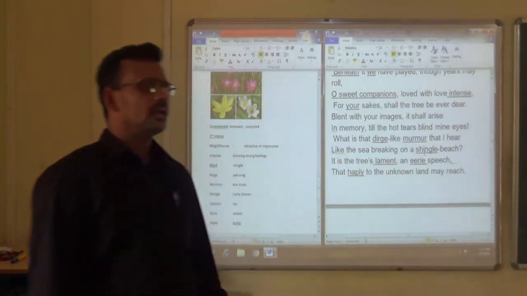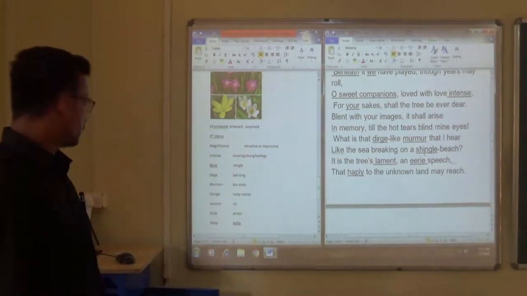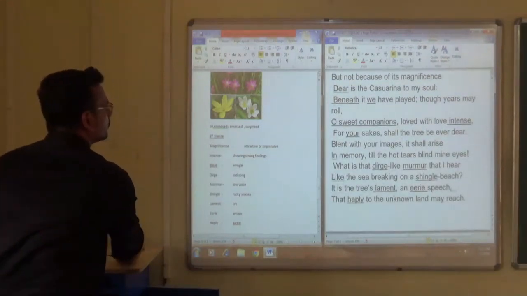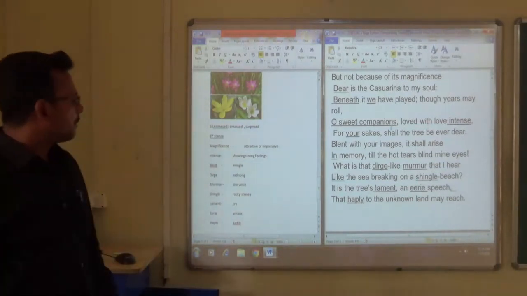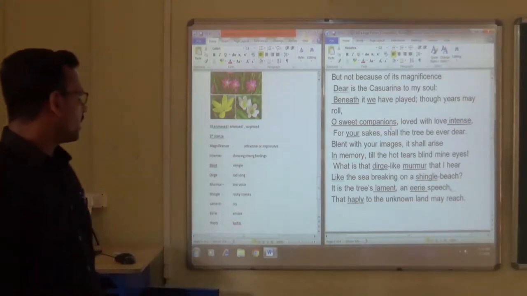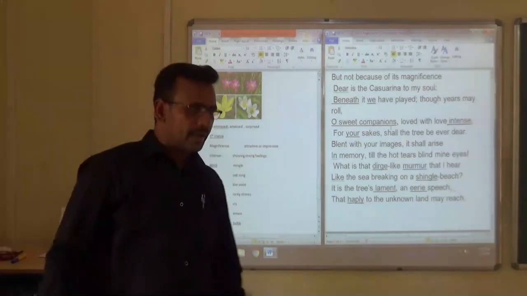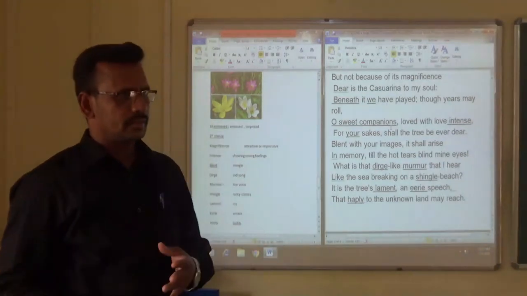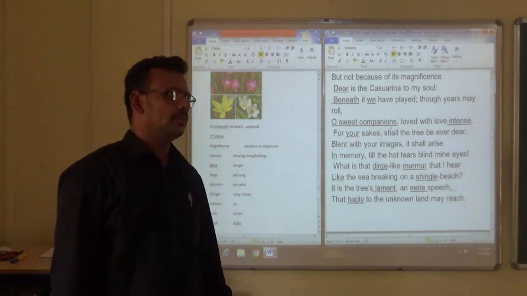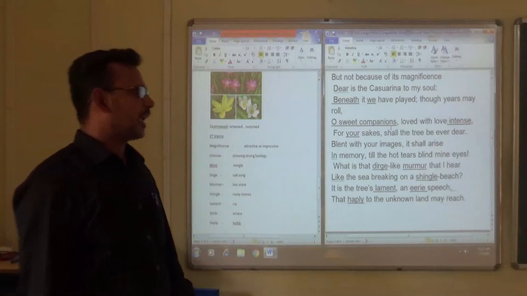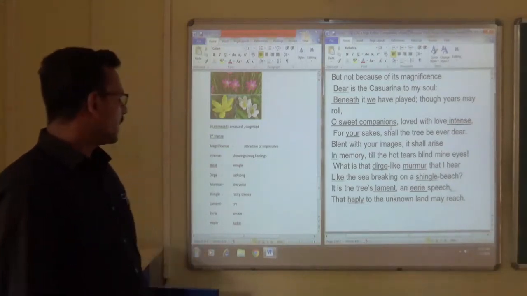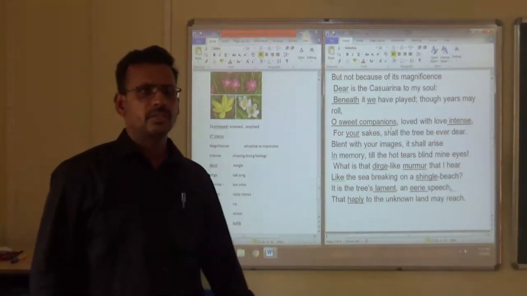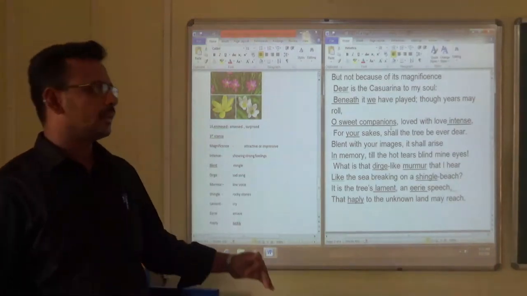Let us recall the difficult words and important concepts in the third stanza. Because of sweet companions, she loved the Casuarina tree. The next point is, when she thought about the Casuarina tree, her eyes filled with hot tears. One more important thing is the loss of her brother and sister. And the dirge-like murmur: she could hear a dirge-like murmuring sound from the Casuarina tree, like waves. And the last one is that the lament of the Casuarina tree reached the unknown land. So these are all the important concepts in the second and third stanza.